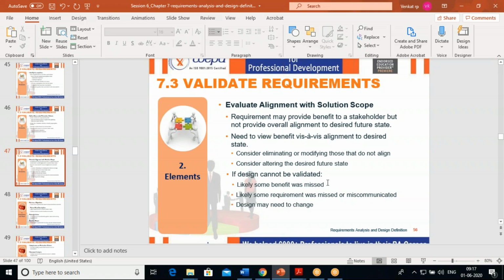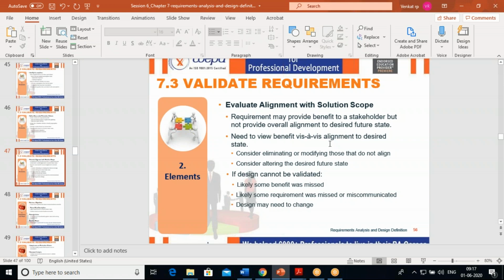Now we have to understand that if you are unable to understand this particular design, or you're unable to validate it, then something is missing here. It can be a benefit which is missed out, or some requirements are not in line with it, or it has been miscommunicated. And sometimes some designs may not need to change at all. As it is, it can cater to that future state as well. So you have to understand the validation part of it here. These are the three elements which we have in validating requirements.